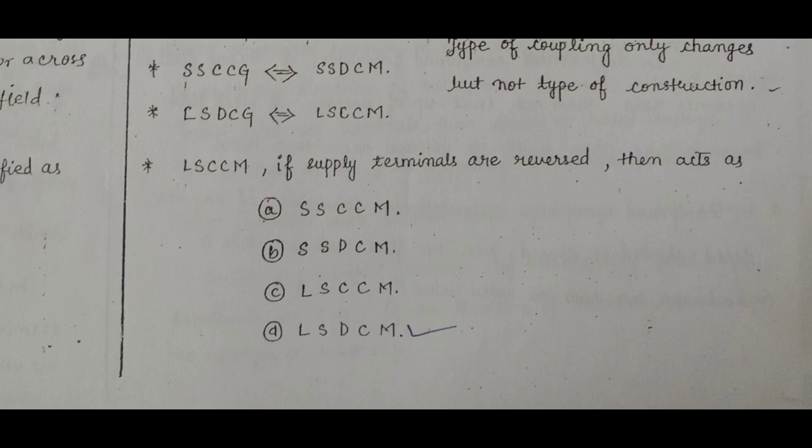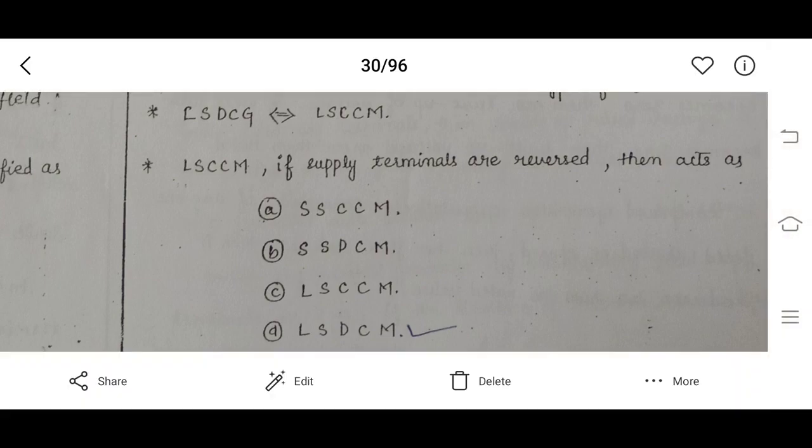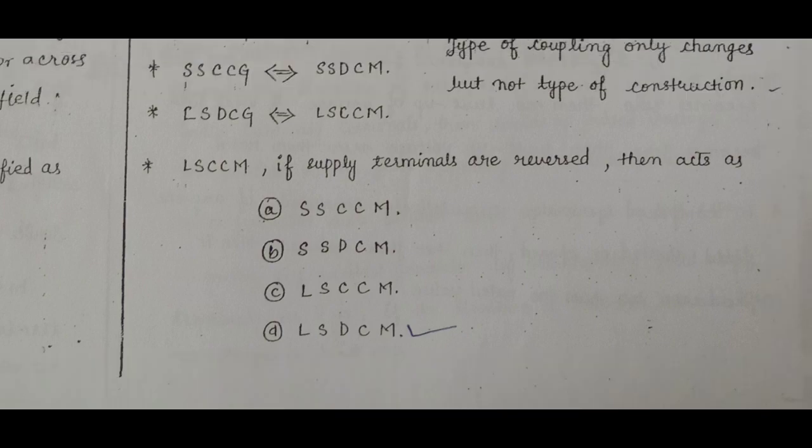So if the supply terminals are reversed, then it acts as a long shunt differential compound motor. Write that: long shunt differential compound motor.